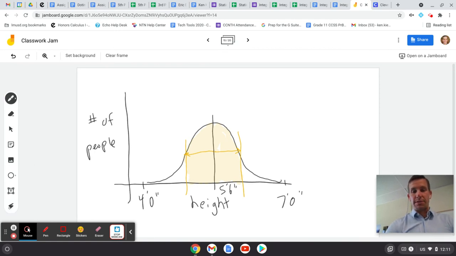So maybe this is 5 feet, and maybe this is 6 feet, something like that. So if the standard deviation is 6 inches, that means that 68%, or about 2/3 of New Tech students, will be between 5 feet and 6 feet. So we take the mean, which is the average right in the middle, subtract the standard deviation, and add the standard deviation, and 2/3 of students will be within that range.